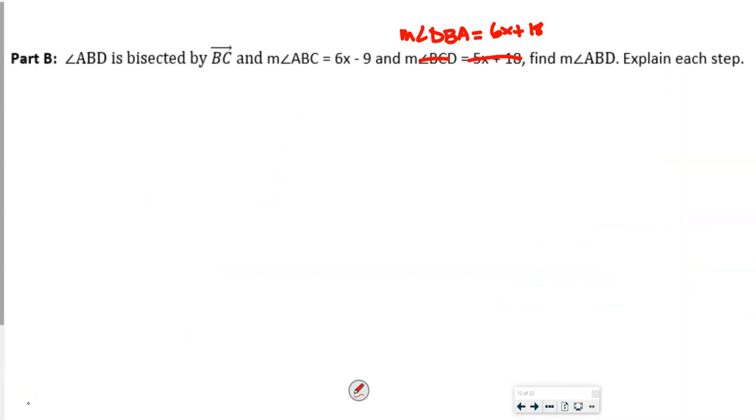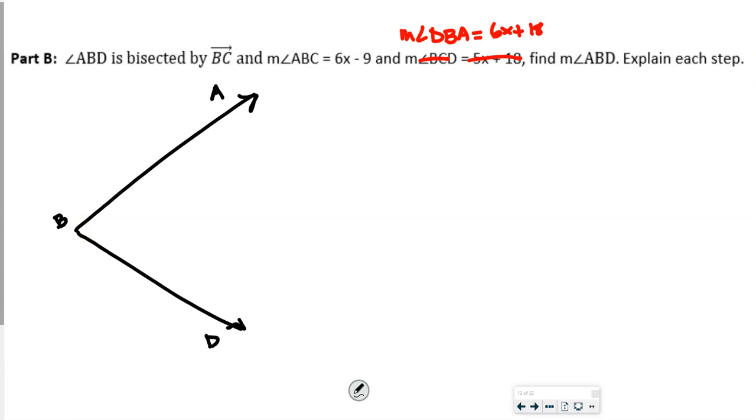Angle ABC is bisected by BC, and if an angle is bisected by a ray, then we want to draw that angle first. So we're going to draw this angle here, A, B, D, and my problem was not written the same way as everyone else's, so I went ahead and fixed it. And then it's bisected, it says, by BC, okay? So if that's true, then we know that this angle is congruent with this angle down here, okay? Then it says ABC, which is the top angle, is 6x minus 9, which means the bottom angle is also 6x minus 9 because they're congruent.